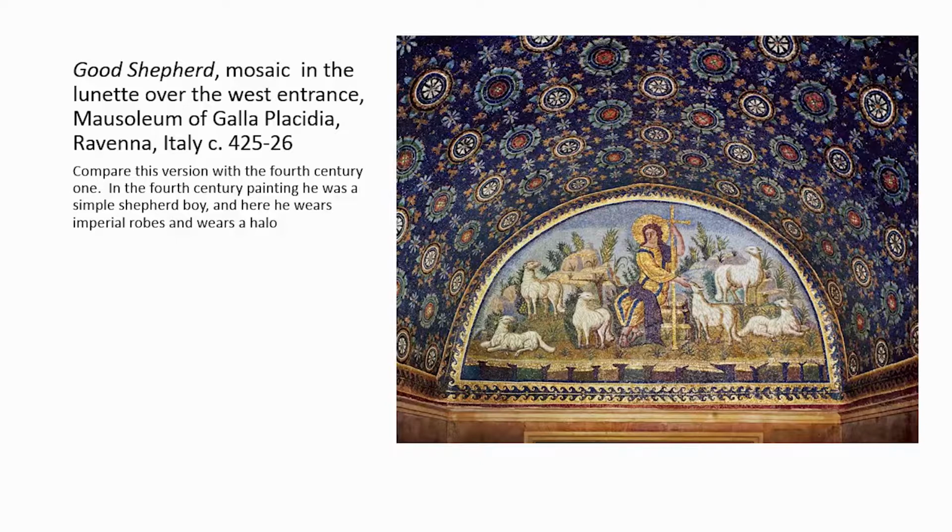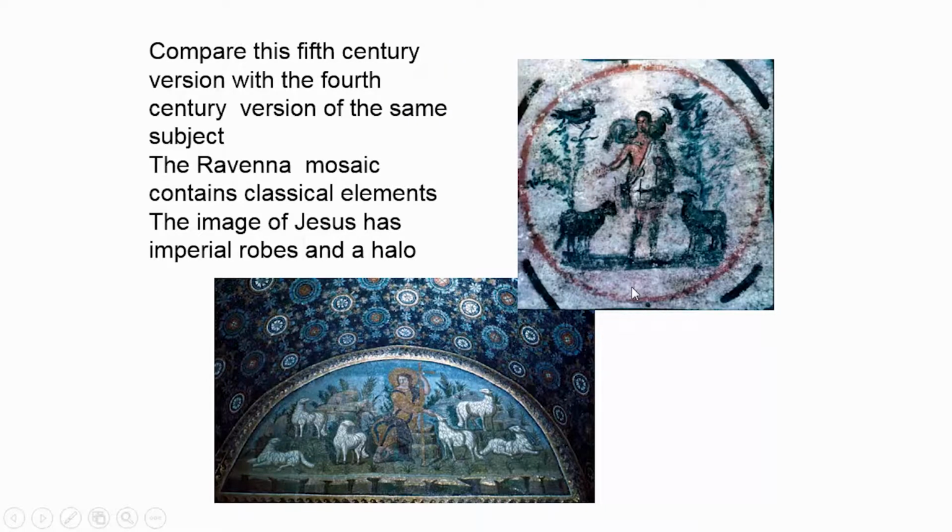Here, Christianity is legal. Galla Placidia is honoring Christ. So it's done with gold, with modeling in the style that has been known for centuries. Here he's wearing imperial robes. He's wearing a halo. So he has moved from shepherd boy to king. So there's classical elements in this Ravenna mosaic that we don't see in this early 4th century version of the same subject.